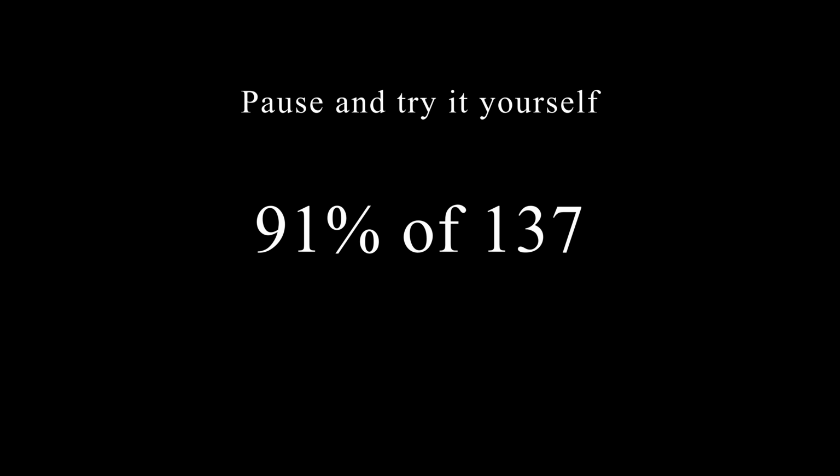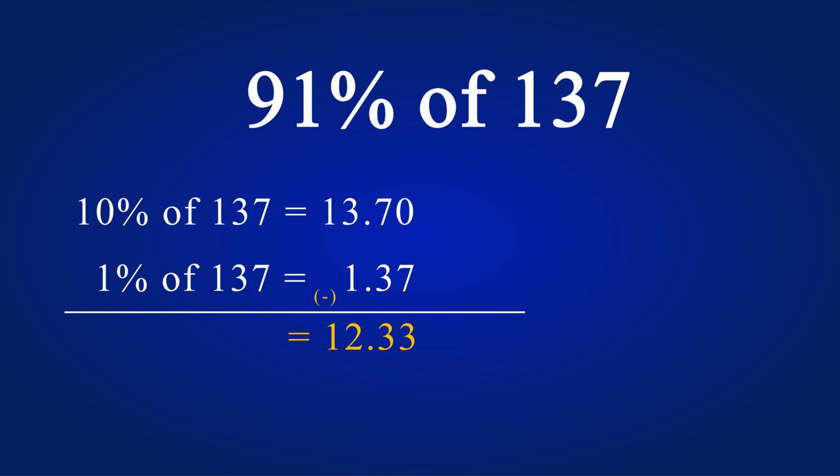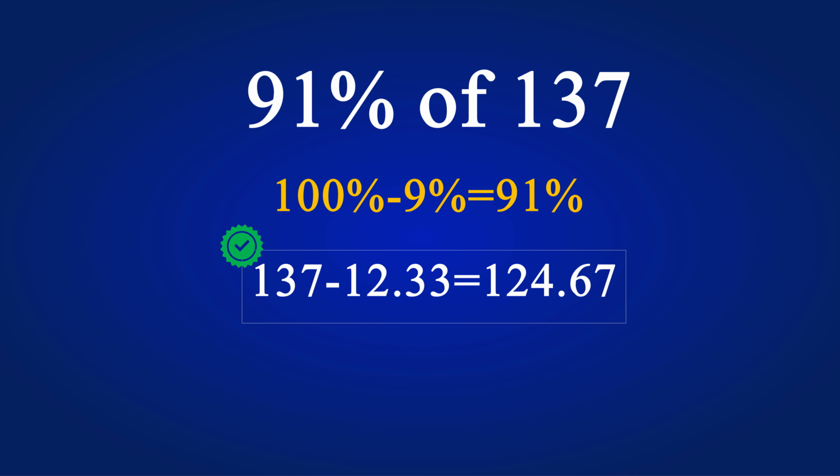Now pause this video and calculate 91% of 137 using this trick and comment me the answer. Done? Let's try it together as well. 10% of 137 is 13.7 and 1% of 137 is 1.37. 13.7 minus 1.37 is 12.33 and 137 minus 12.33 is equal to 124.67.